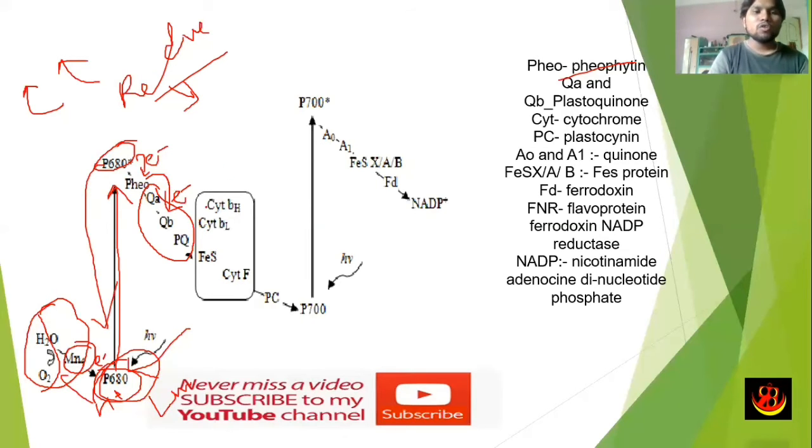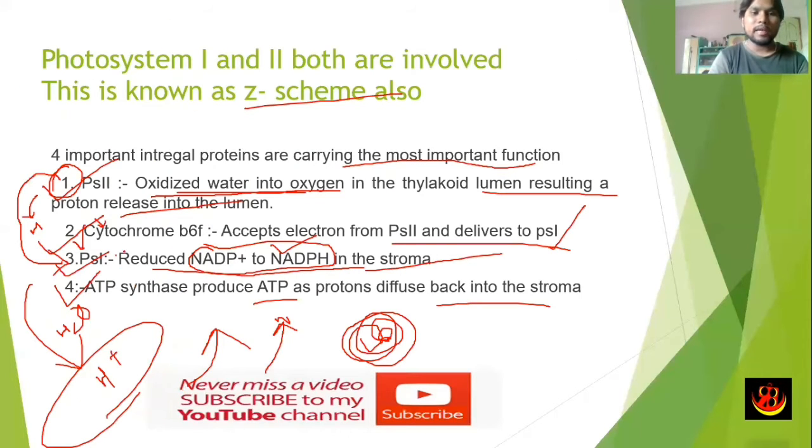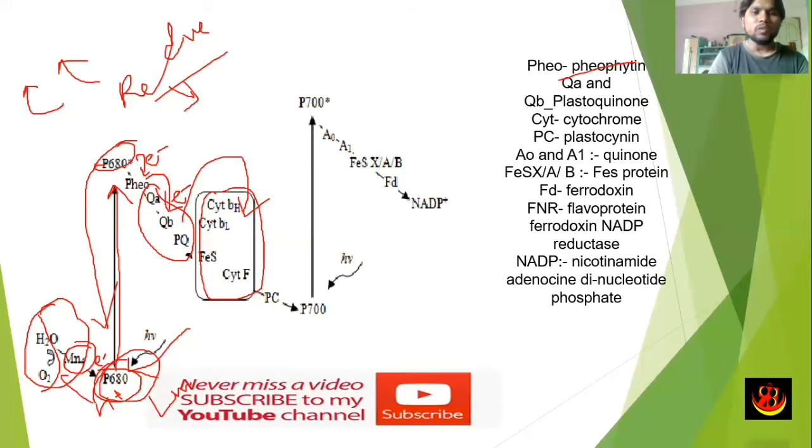Now the electron from the plastoquinone is given to this complex. This complex is nothing but the cytochrome b6f complex. Now it's becoming reduced and then oxidized. This reduced form is transferring its electrons to the plastocyanin. This plastocyanin is mobile in nature. Mobile means it can move here and there.